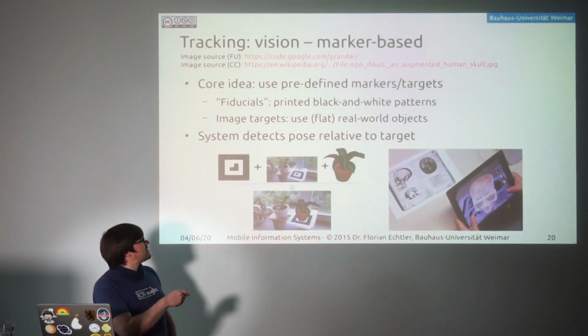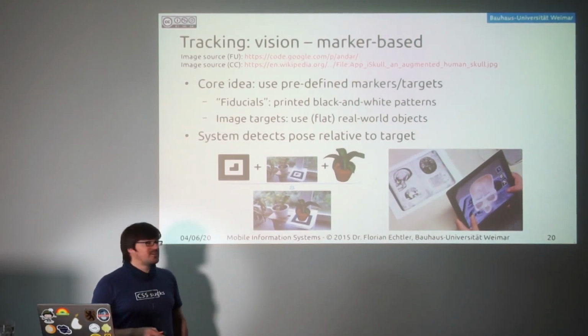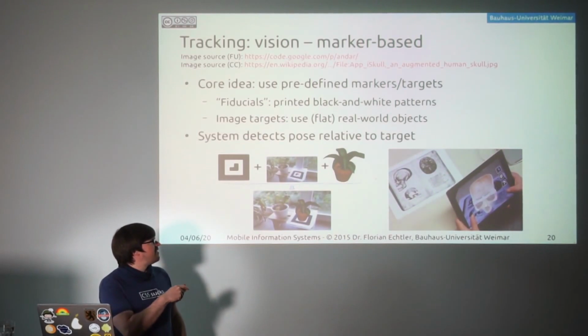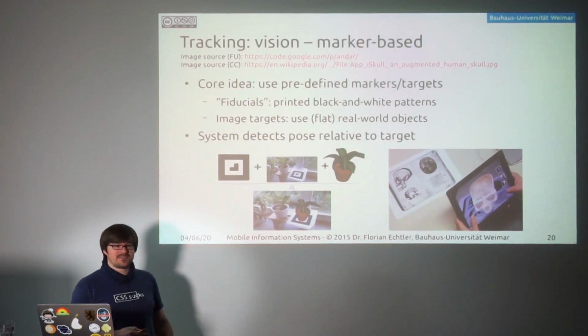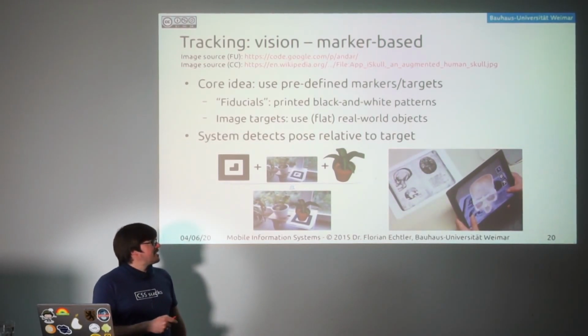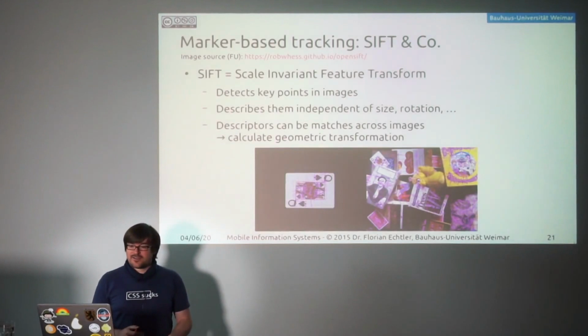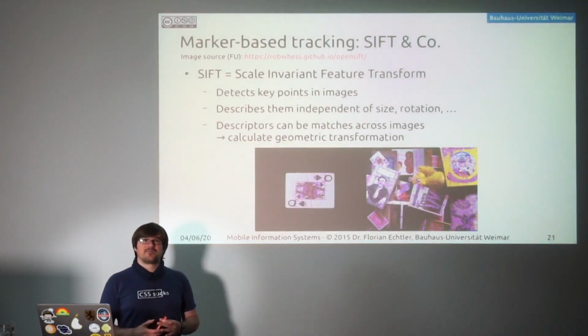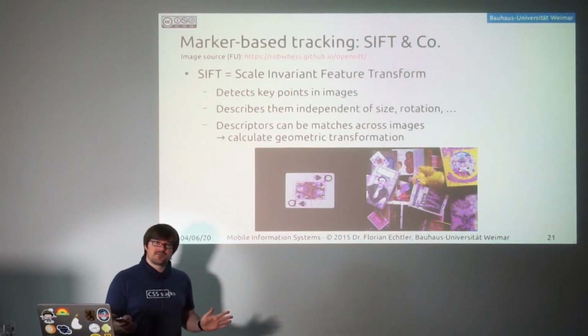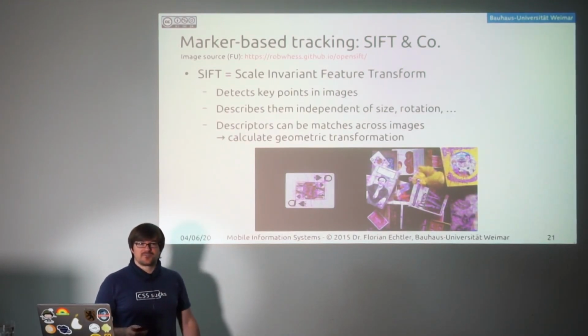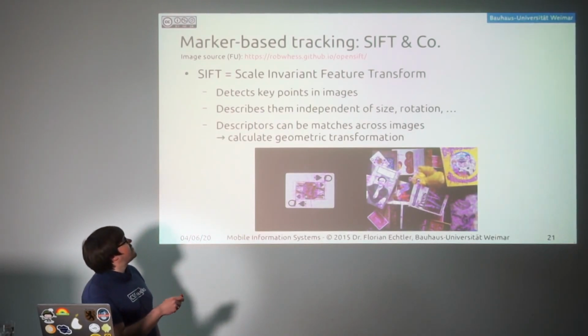So for the fiducials, it's rather straightforward to imagine how that works. So you need to find this big black area in the image, and then this white area in the center, and so on. For the image targets, it's slightly more involved. There's usually some kind of so-called feature descriptor used for that. A very commonly used one is SIFT, but there's also SURF and ORB and so on. So there's various types of feature descriptors. SIFT is just the most widely known one. This means scale invariant feature transform.